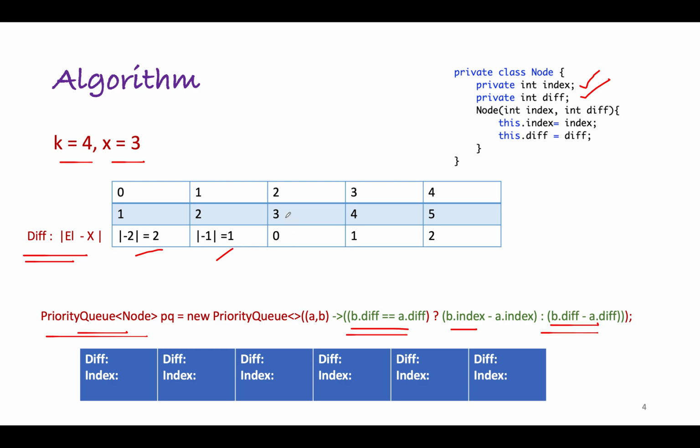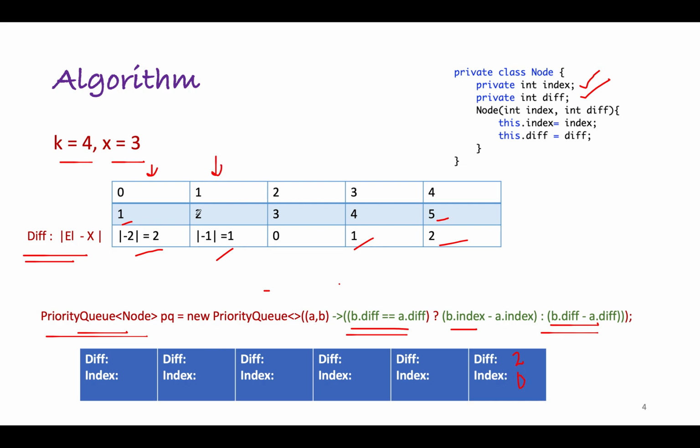Here it would be 1. 3 minus 3 is 0. 4 minus 3 is 1. 5 minus 3 is 2. And now let's start the iteration. The first element that we have is 1, and the priority queue is empty. So we are going to add this element into the priority queue. So difference 2 and index 0 gets added into the priority queue.